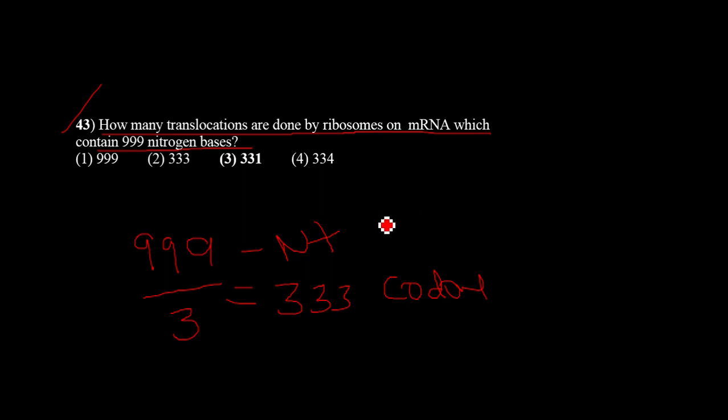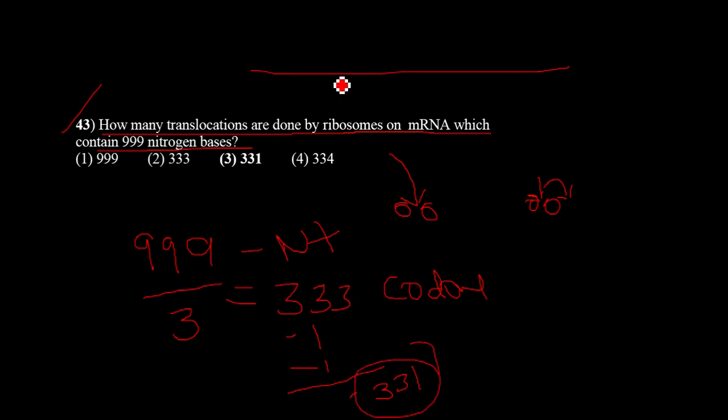333 codons are there. But in these 333 codons, at the start there is the starting codon and at the end the ending codon. At the starting codon, a ribosome will directly come and bind here. There is no translocation, hence we have to do -1. Next, at the end, this is the last codon. Again, there is no translocation after the last codon. Hence, here we have to subtract another one. 333 minus 2 equals 331. 331 translocations. What are the translocations?